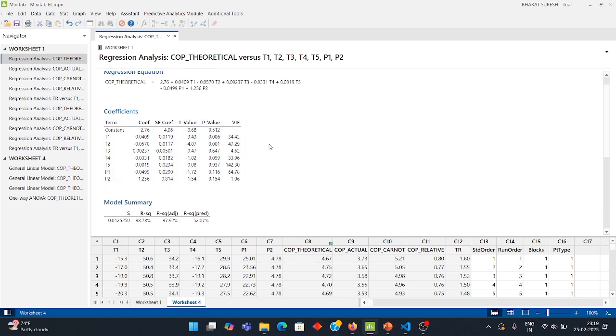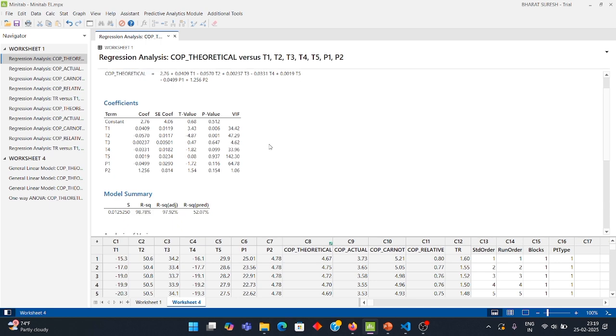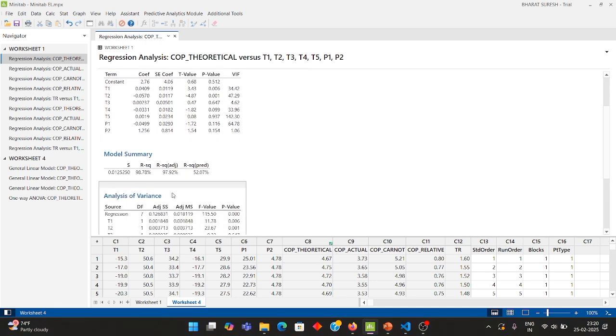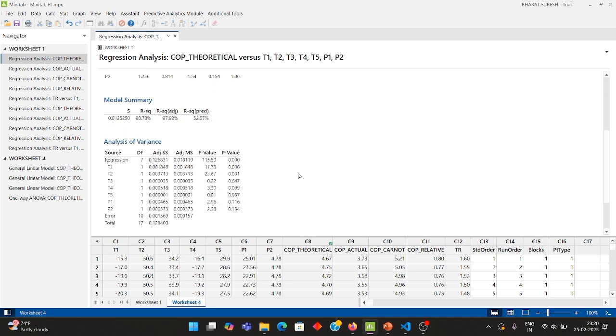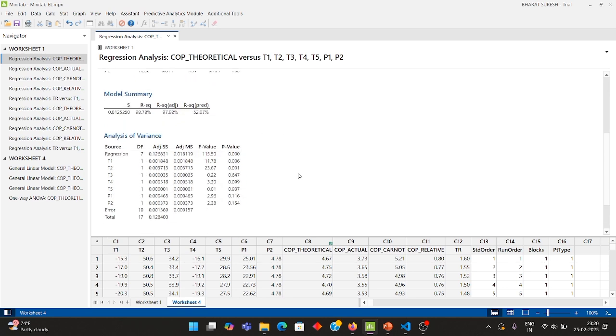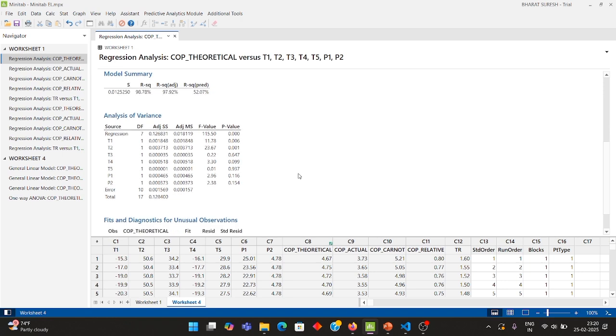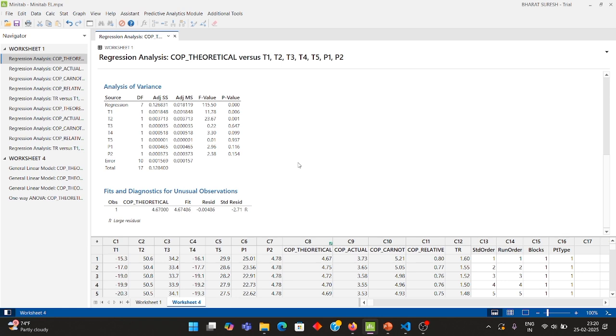Based on these coefficients, the t value and the p value have been plotted along with the VIF. The model summary has also been plotted by Minitab. We have also performed the ANOVA for this equation. We found the degrees of freedom, the SS, the mean square, the F value, and the P value. Based on that, we have plotted fits and diagnostics for unusual observations.